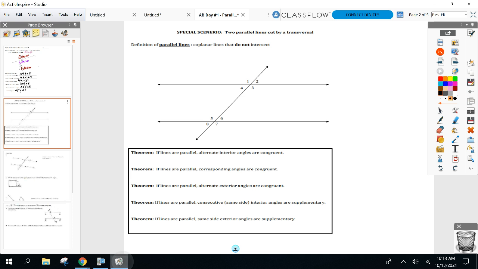Oh, here we go. Jackson, give me a pair of alternate interior. Angle 3 and angle 5. Good. So angle 3 and angle 5. But now, ready? Since the lines are parallel, 3 and 5 are now congruent. If you have parallel lines, alternate interior angles are congruent.